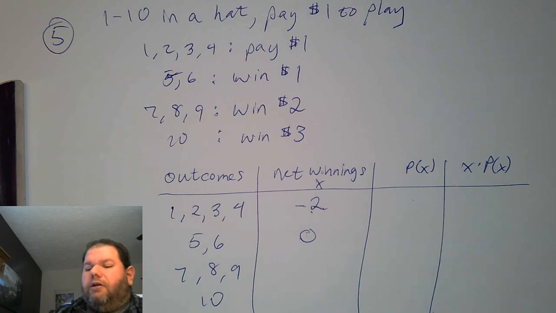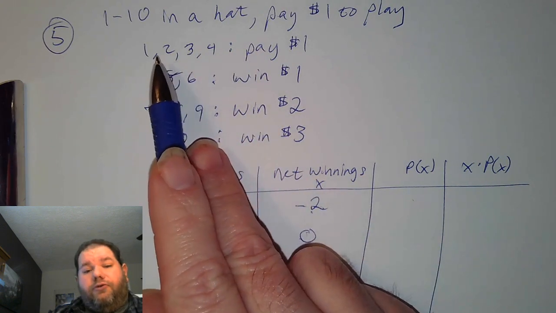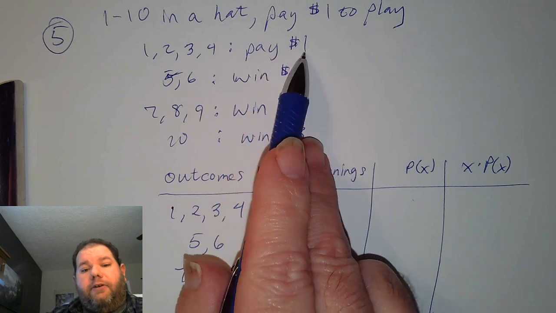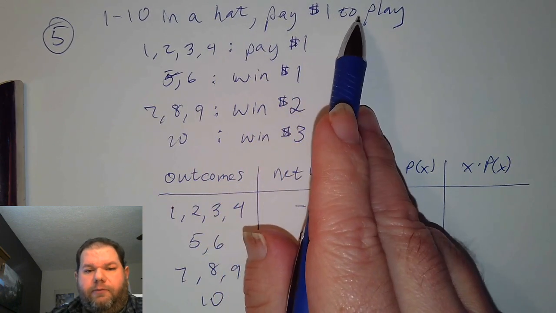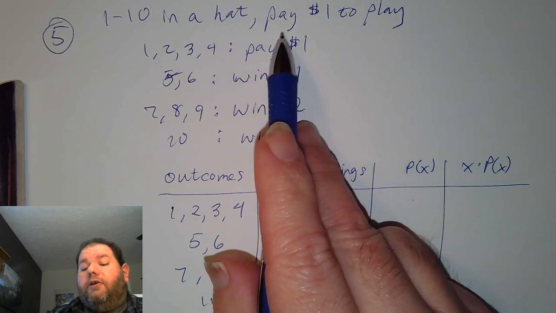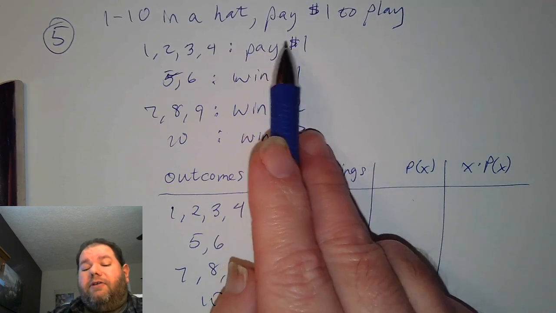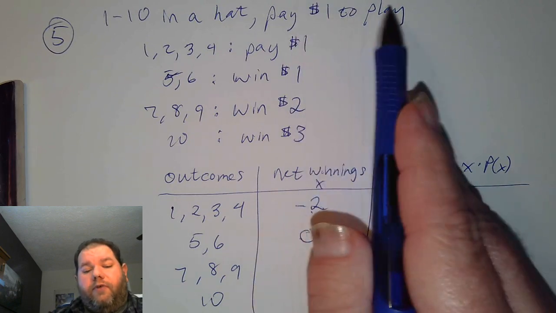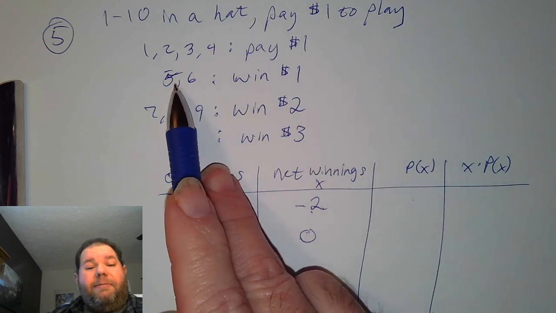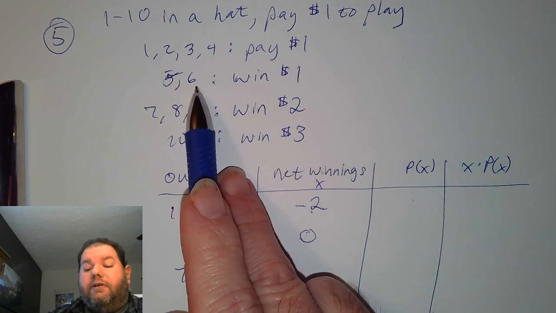Okay. We know that if we choose a 1, 2, 3, or 4, we're -1. But we already paid $1 to play the game in the first place, to even draw a number. So we're -1 here, and then we're minus another one, so we're actually down 2. Okay. For the 5 or 6, we paid $1 up front, we picked a number, and it came out to be either the 5 or the 6.